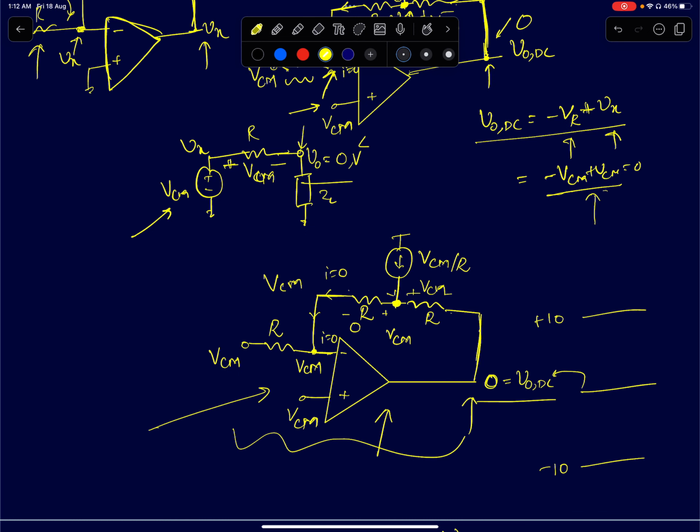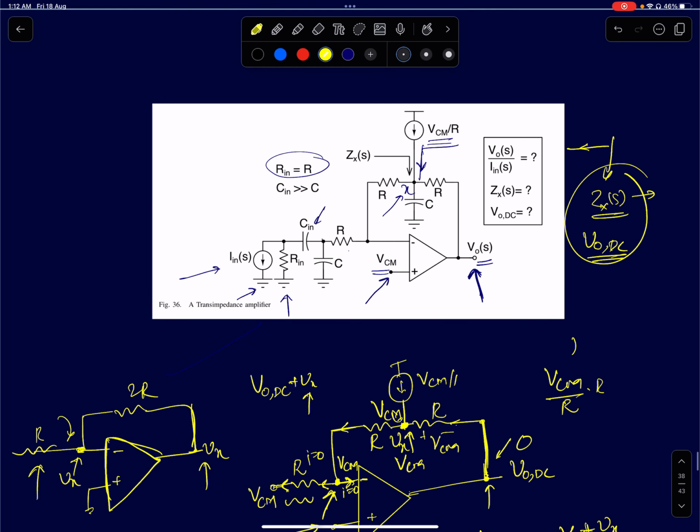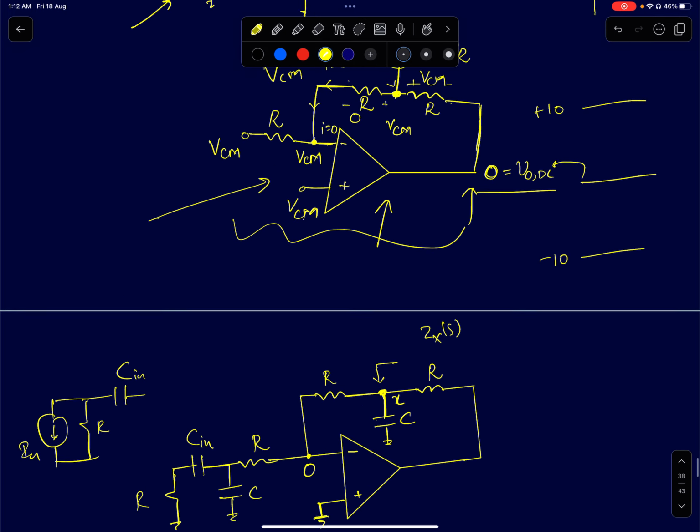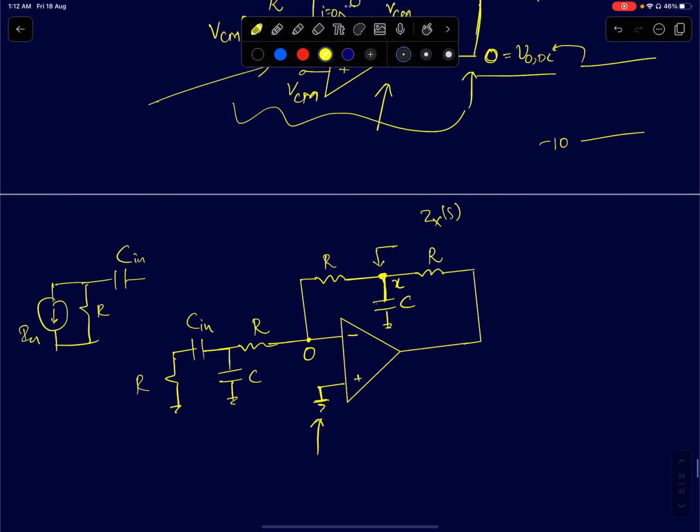The next part is to find out the AC impedance looking at the node X. So again, when we are doing AC analysis, what we will do is remove all the independent current sources and short circuit DC sources. So that's what I've done here. I've short circuited VCM, I've removed the current source at node X, it's a DC current source. And at the input, I had input current source IN, I've open circuited it, and I'm left with a network that looks something like this.